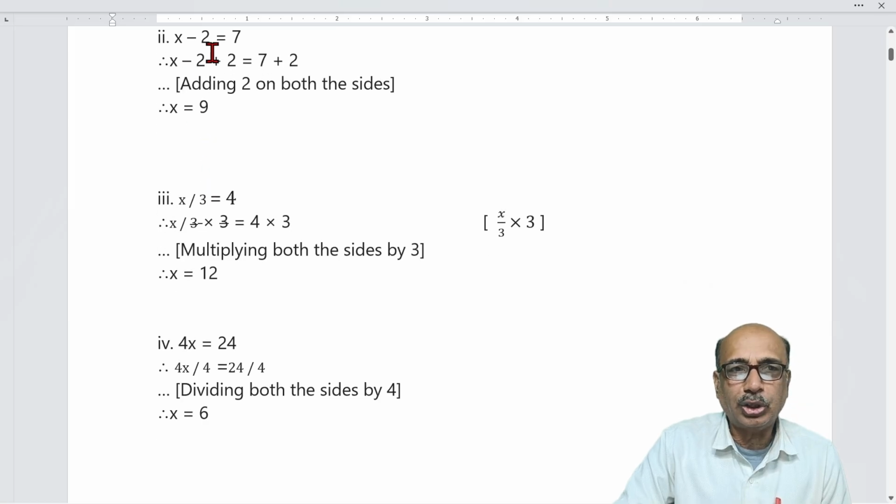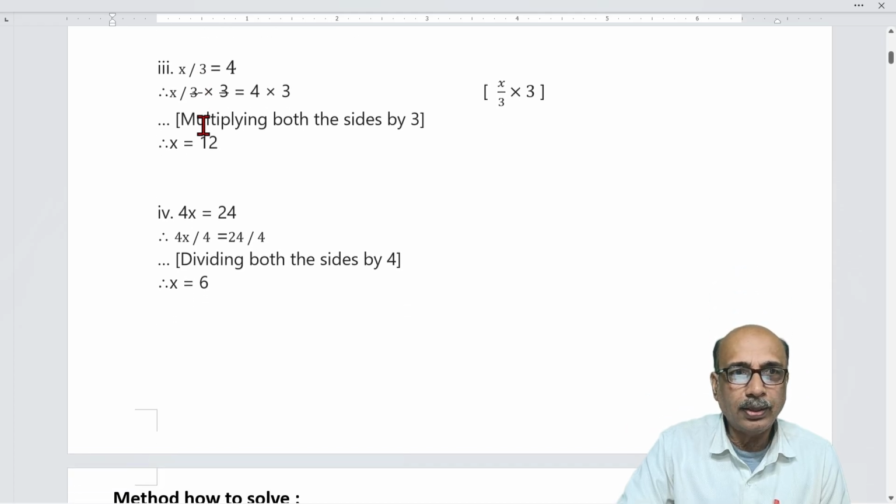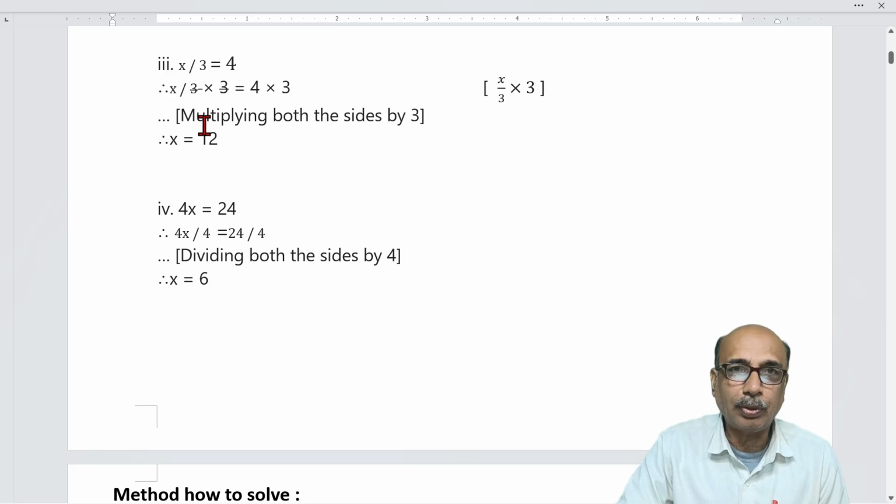Similarly, x minus 2 equals 7. Adding 2 to both the sides, because here it is minus. So we have to add this side. So x minus 2 plus 2 will become 0, and equals 7 plus 2, which is 9. Same way, if it is division, we have to multiply. If it is multiplication, we have to divide.